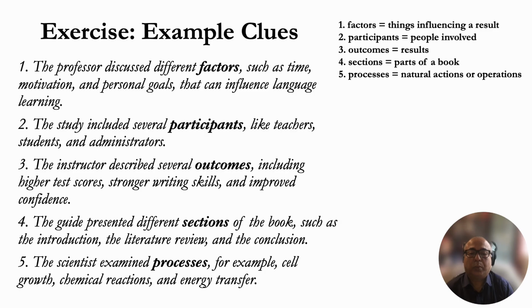Outcomes. What are outcomes? They are results. For example, you take a test and then you wait for the results and the teacher said, you did really well. Okay, number 4, sections. Sections are parts of a book. A book has different sections, or even an academic essay, the typical 5-paragraph essay, it has different sections. Process, cell growth, chemical reactions, and energy transfer. These are all example clues.